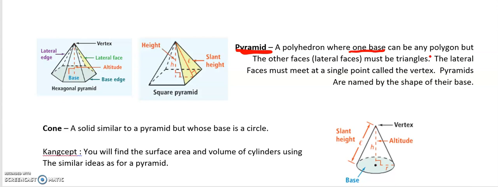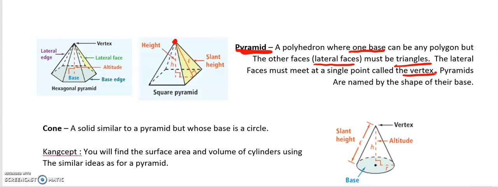But it will only have one base, and then the other faces, your lateral faces, in this case, will all be triangles that all come to a single point at the top opposite the base. So your pyramid has one base, and all the lateral faces will be triangles. Those triangles will come to a single point called a vertex.